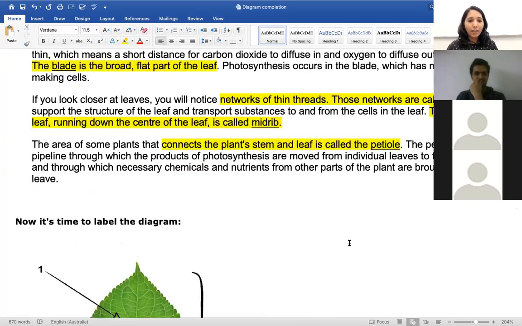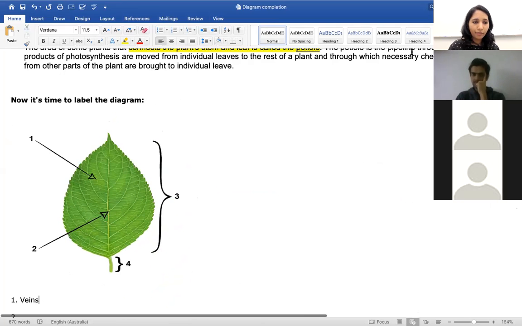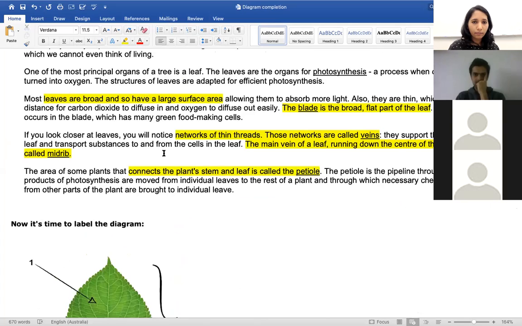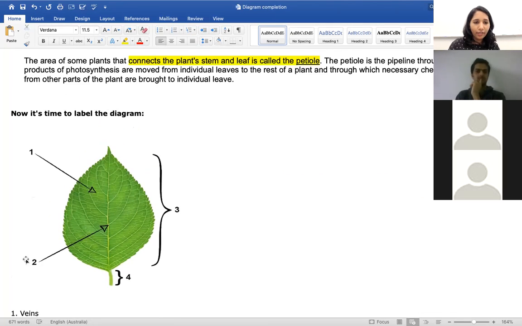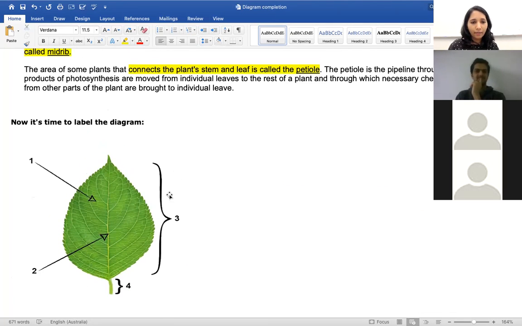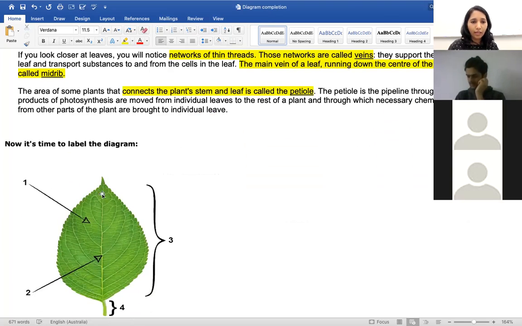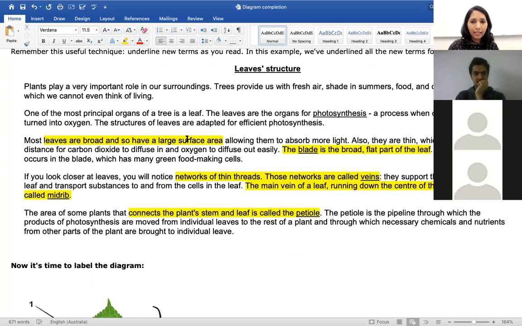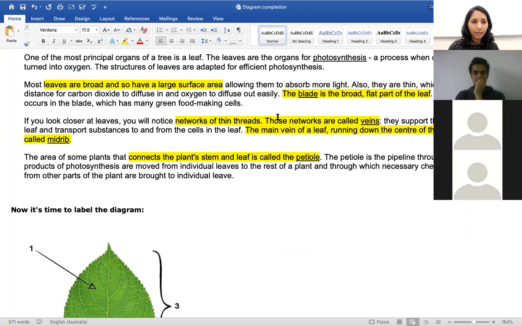Okay, we'll do the second one now. Where is your second one? Okay, now you guys solve it by yourself. What do you think is 2? Midrib. 2 is midrib. Child's play for you, right? Okay, number 3. That's the blade. So something that said broad, flat. So it's blade.